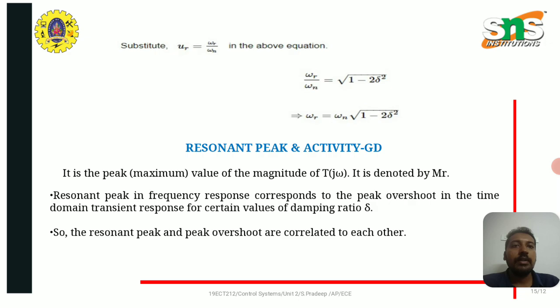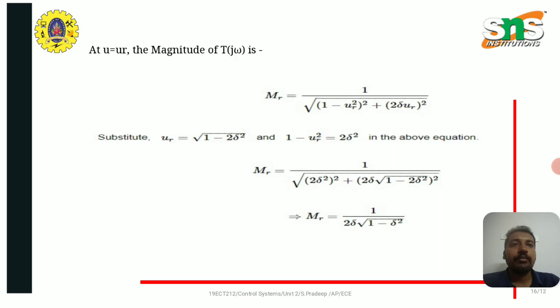Resonant peak is the peak value of the magnitude of T of j omega. It is denoted by Mr. Resonant peak in frequency response corresponds to the peak overshoot in the time domain transient response for certain values of damping ratio delta. So the resonant peak and peak overshoot are correlated to each other. The magnitude of T of j omega is given as Mr equal to 1 divided by 2 delta square root of 1 minus 2 delta square.